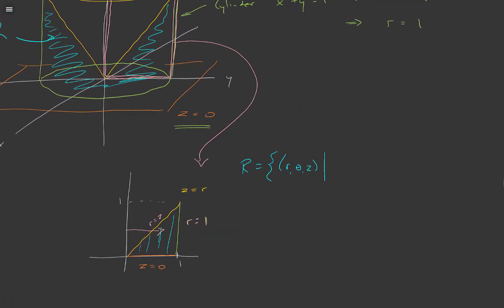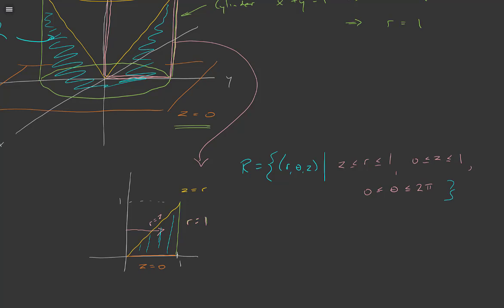So what does that look like? Well, we would have r range from z to 1, and we'd have z range from 0 to 1. And now finally, we would let theta sweep out around the full cylinder from 0 to 2 pi. So that's one way to answer this question.